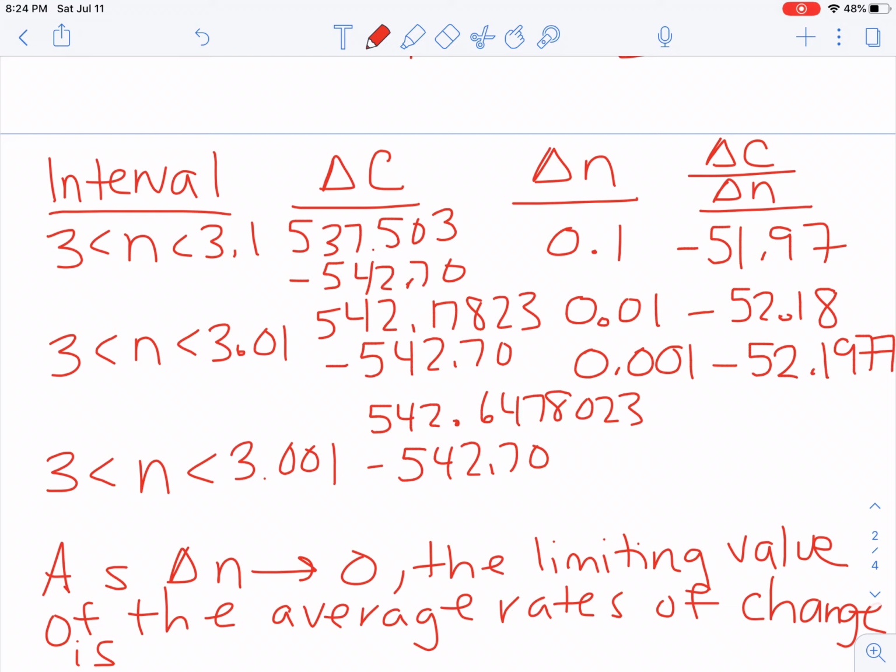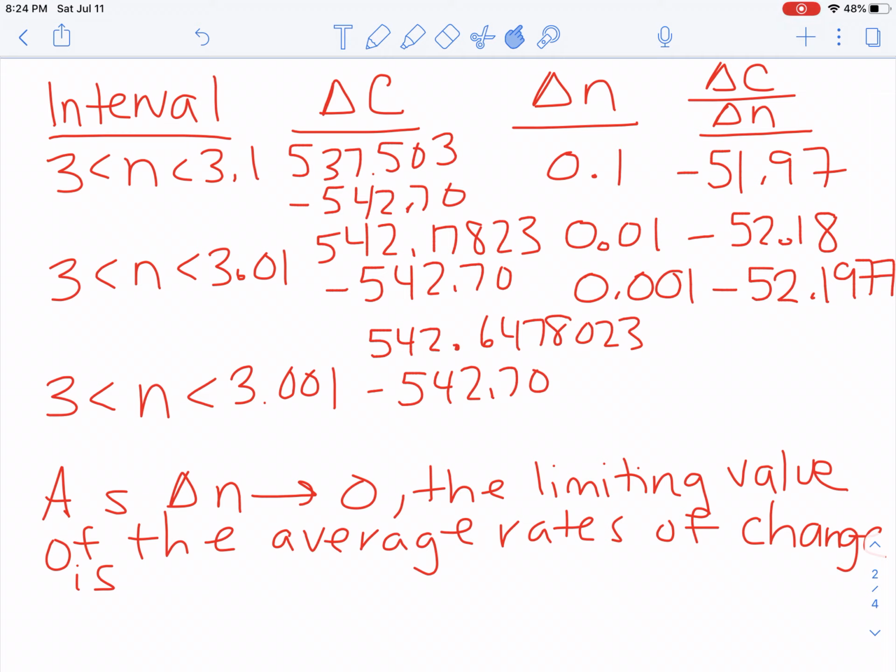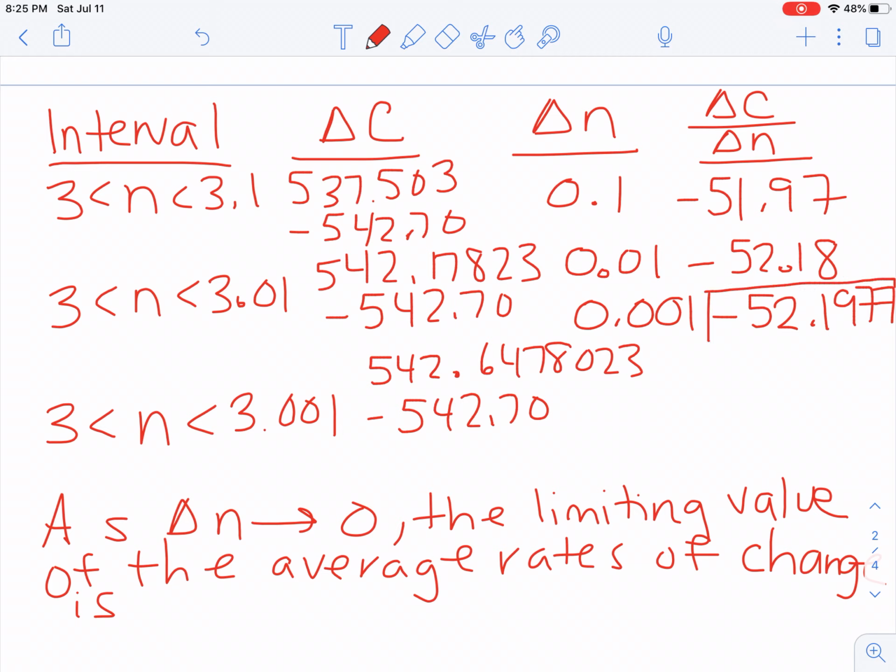So all I did was calculate a bunch of average rates of change where the change between the first n value and the second n value is very small, and it gets smaller as we go down the table. So what we say for our conclusion is that as delta n goes to 0, so the change in n approaches 0, the limiting value of the average rates of change is, and then from there we're going to look at the last entry to see what pattern emerges.